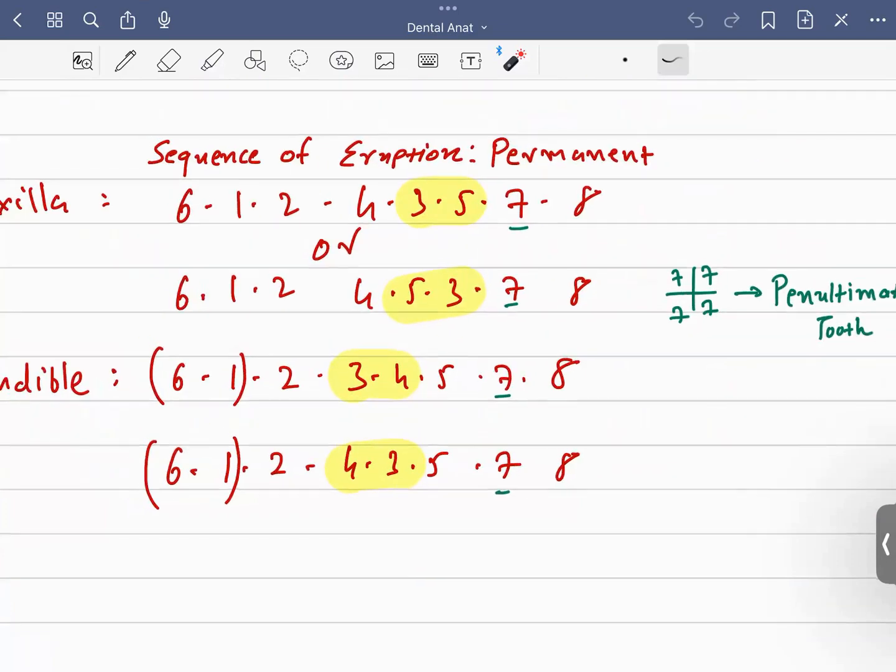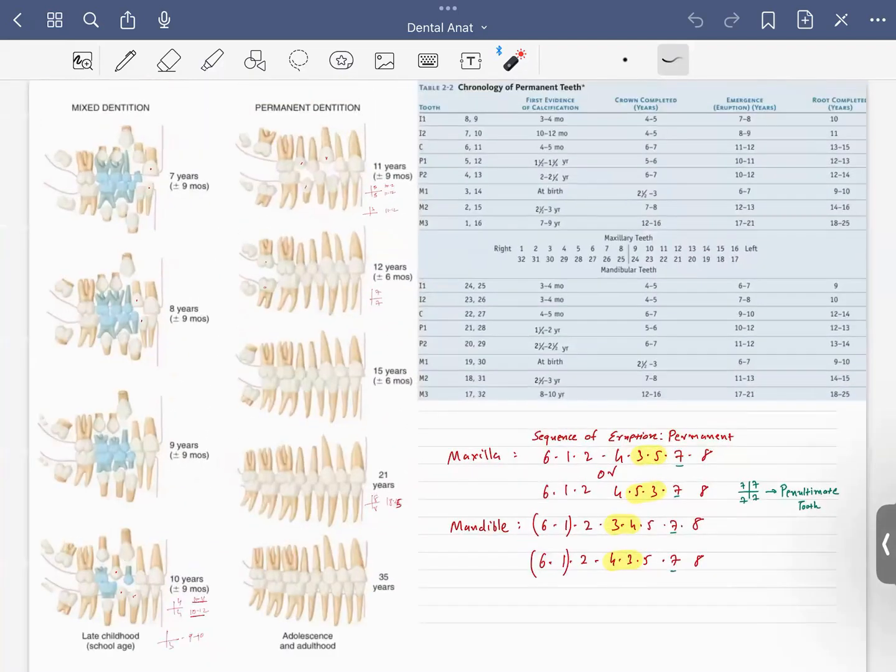So in maxilla, if you see, the change is between the second premolar and canine, and in mandible it is between the first premolar and canine. Canine is always in the change. In maxilla the change is for the second premolar, and in mandible the change is for the first premolar. So you remember this sequence of eruption for the permanent dentition, everyone? Yes, sir. Okay.